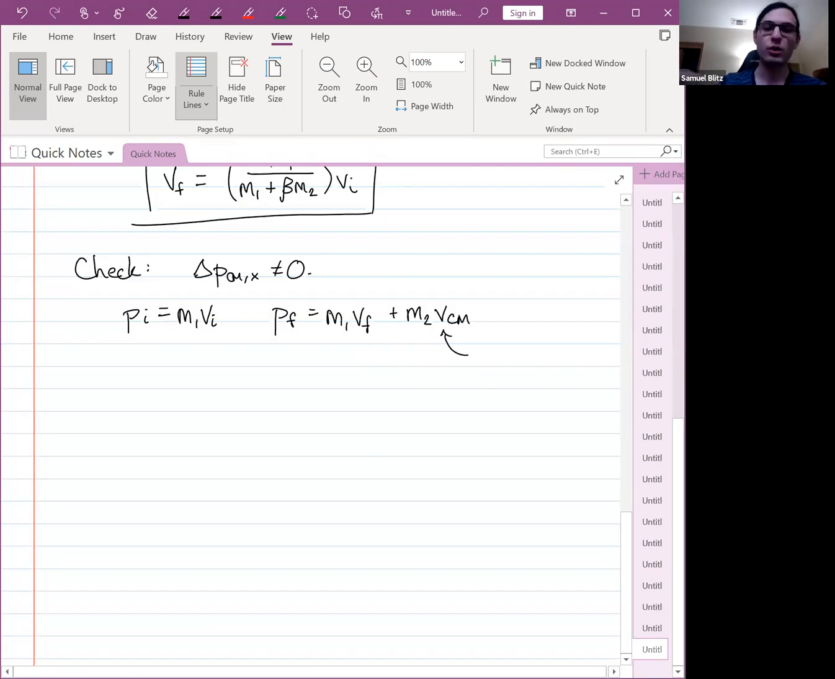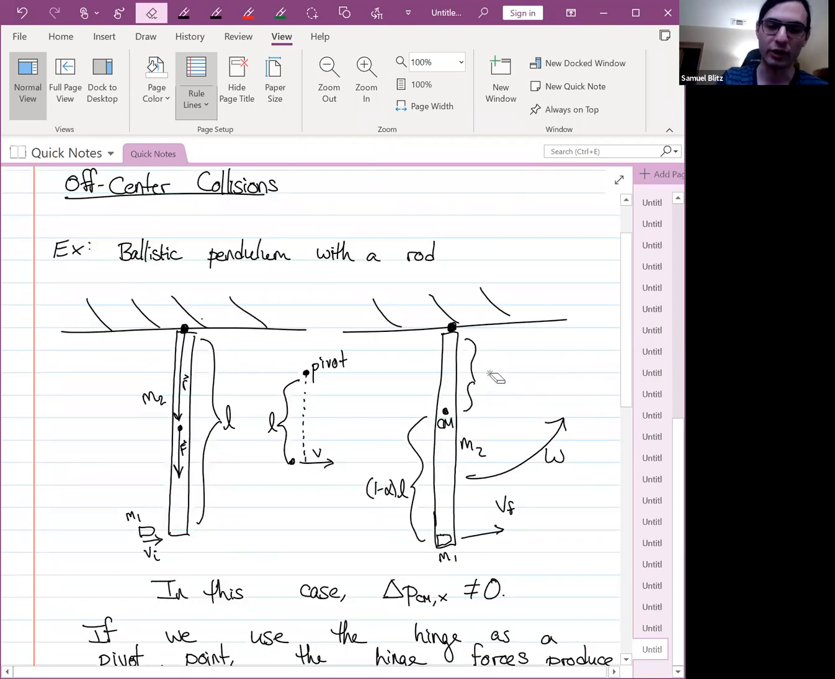Right. So VCM in this case is equal to alpha times VF. Alpha is not angular acceleration. Oh, let me use a different variable. Sorry, I just like using Greek variables. Let's use, no, A is taken, B is taken. Let's use B. B is not taken. So this would be 1 minus B.